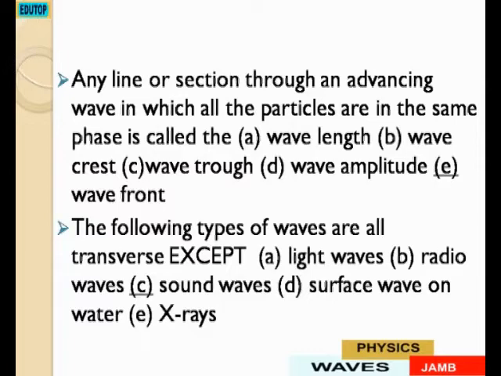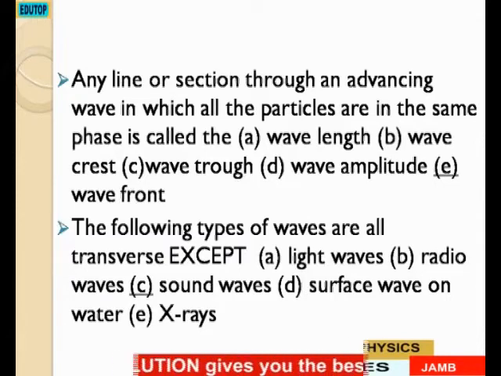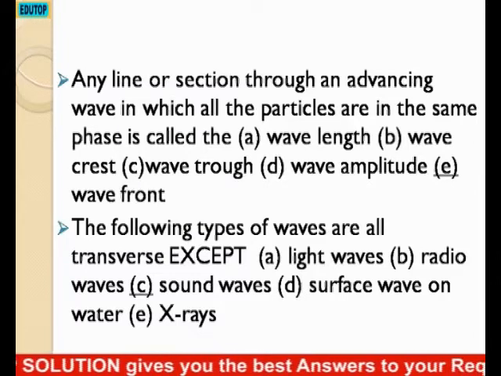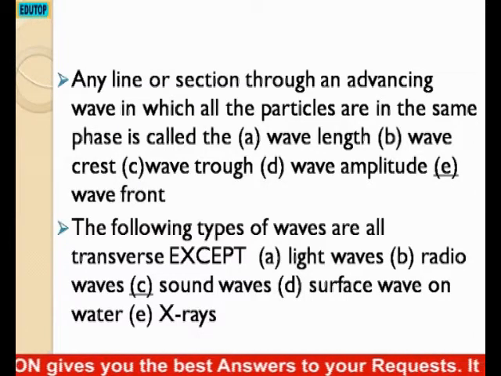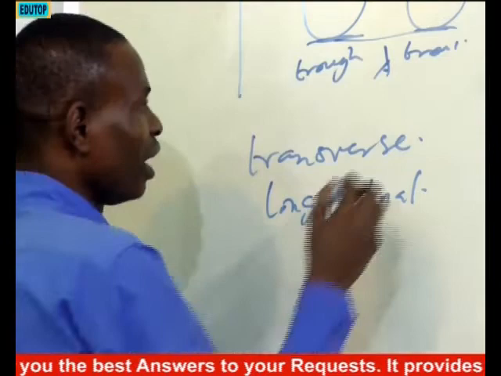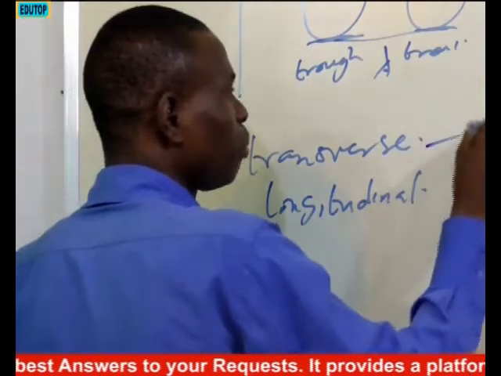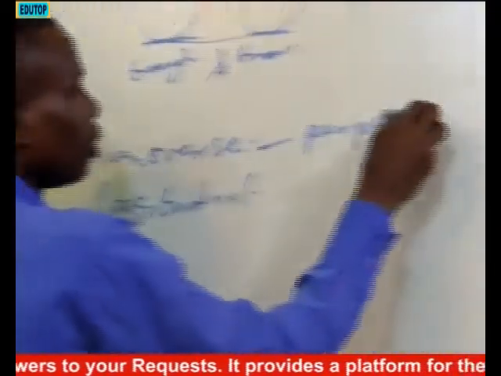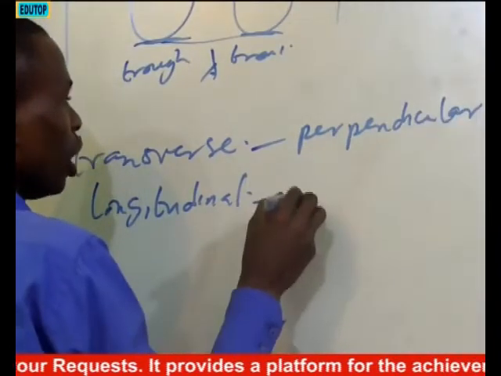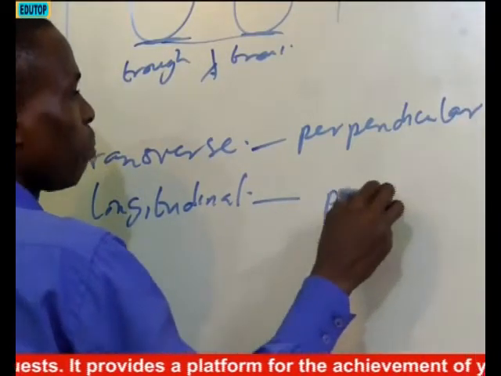Another question says, the following types of wave are all transverse except A. Light waves, B. Radio wave, C. Sound waves, D. Surface wave on water, and E. X-ray. Transverse waves are perpendicular. Longitudinal waves are parallel.